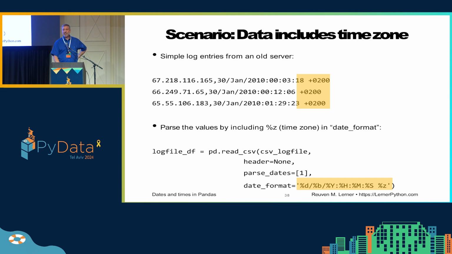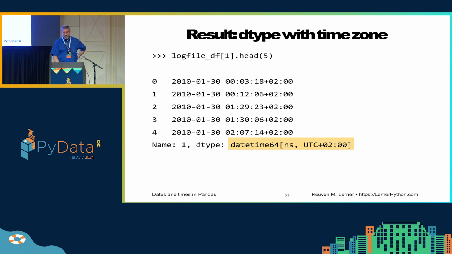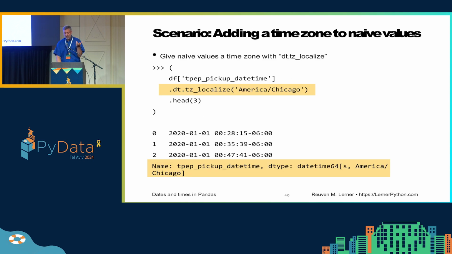And then, what does my data look like? Almost identical to before. If I say now, show me the 5 top values, I will get those values with the time zone. But here's the thing. The dtype is no longer just datetime 64. It's now datetime 64 with a specific time zone attached. It's no longer naive.